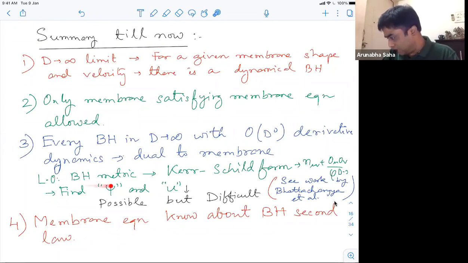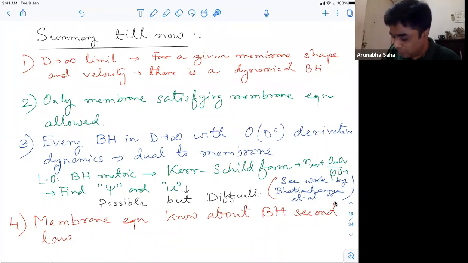That leading order black hole metric can always be written locally in the Schwarzschild form, because locally the metric resembles a Schwarzschild black hole. Once we figure out how to write it in this form, we can figure out the functions psi and u from here. Once you figure out psi and u, you know what membrane the leading order metric corresponds to. And precisely that is the membrane that you want to find the dual black hole. So this is possible but difficult. Some progress has been made by Shantani and her collaborators in various limits. And the final most important conclusion was that membrane equations actually know about the black hole second law.